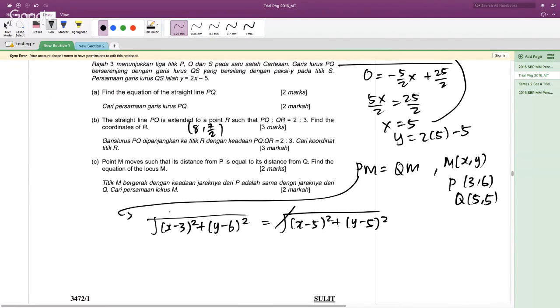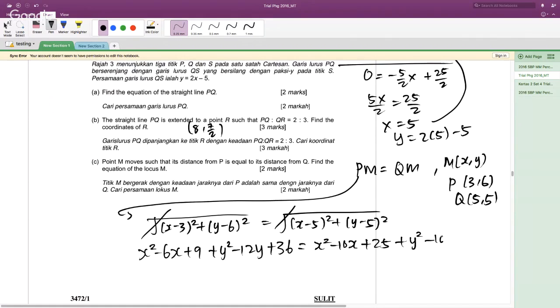The square roots cancel out, and then I just expand it: x squared minus 6x plus 9 plus y squared minus 12y plus 36 equals x squared minus 10x plus 25 plus y squared minus 10y plus 25. There are so many x squared and y squared terms here, so I will simplify them. I move the 10x to the other side: 10x minus 6x gives 4x. Then I move the 10y to the other side and get negative 2y. The number is 45 minus 50, which gives negative 5, equal to 0.